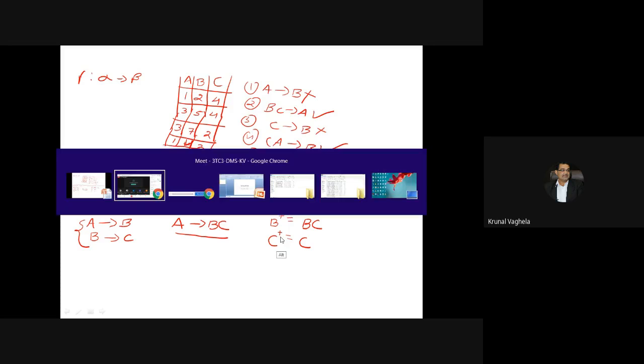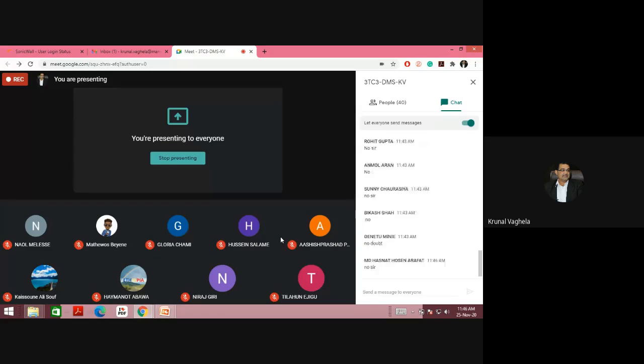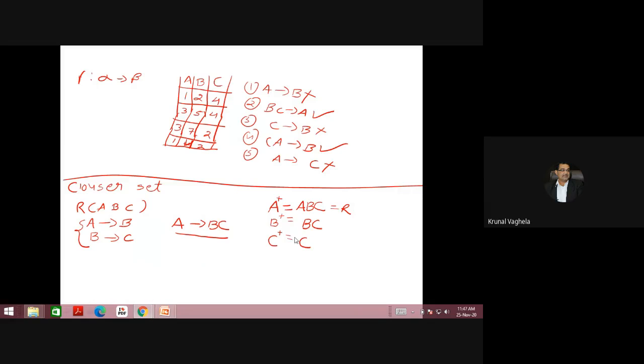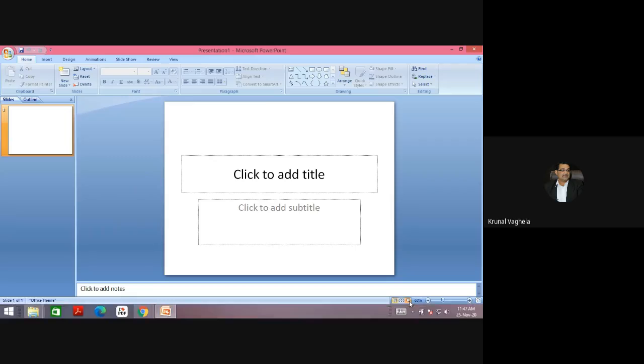Any doubt, any query on the closure? Because now what we are going to do is examples of closure set. So let's do the example of closure set. I will give you the relation and functional dependency, and we will find the closure set. So let me take a fresh one. The example is, let's find the closure set of attribute.